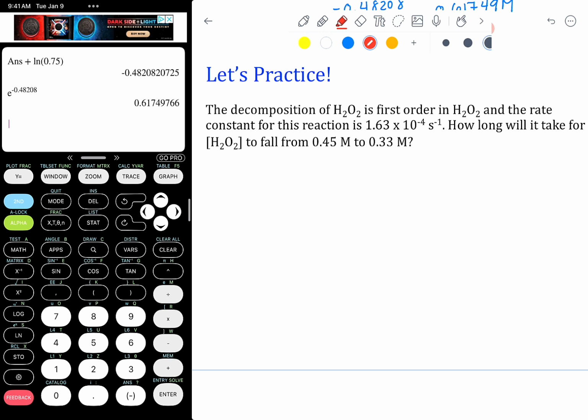So here we have our starting concentrations. This would be concentration 0, and this would be concentration at some later time. We are looking for that later time, t. So pause your video and try to solve this problem.